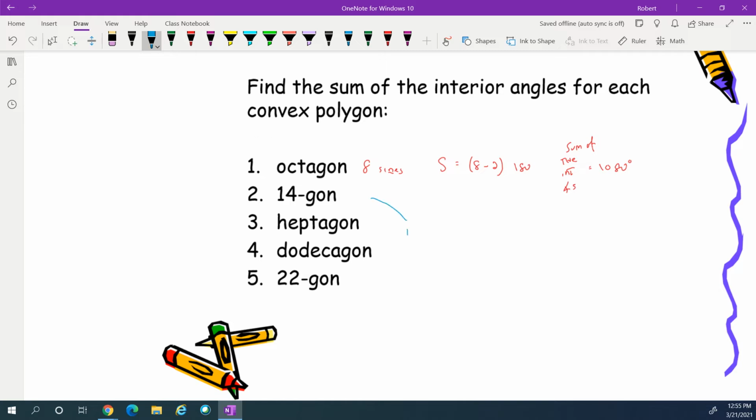A 14-gon means 14 sides. So the sum equals the number of sides minus 2, times 180. So the sum of the interior angles, 12 times 180, equals 2,160 degrees. Straightforward formula: sum equals n minus 2 times 180.